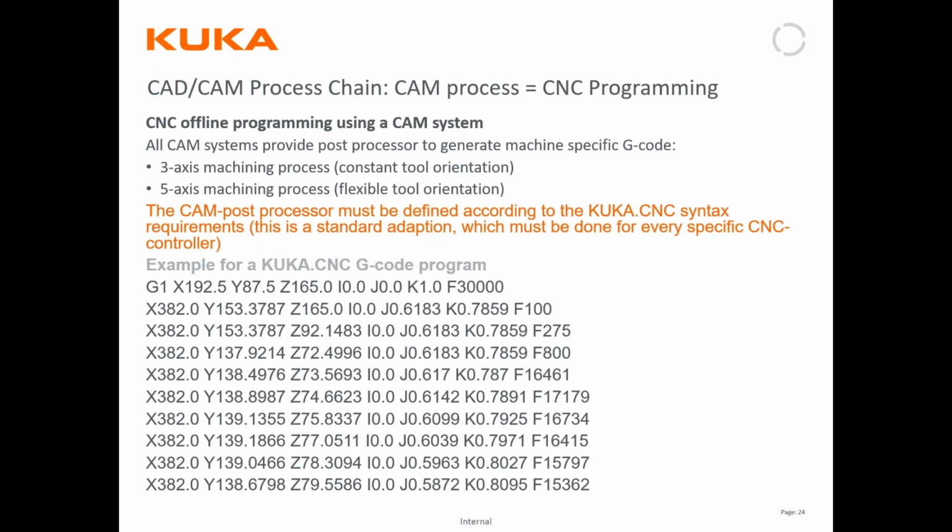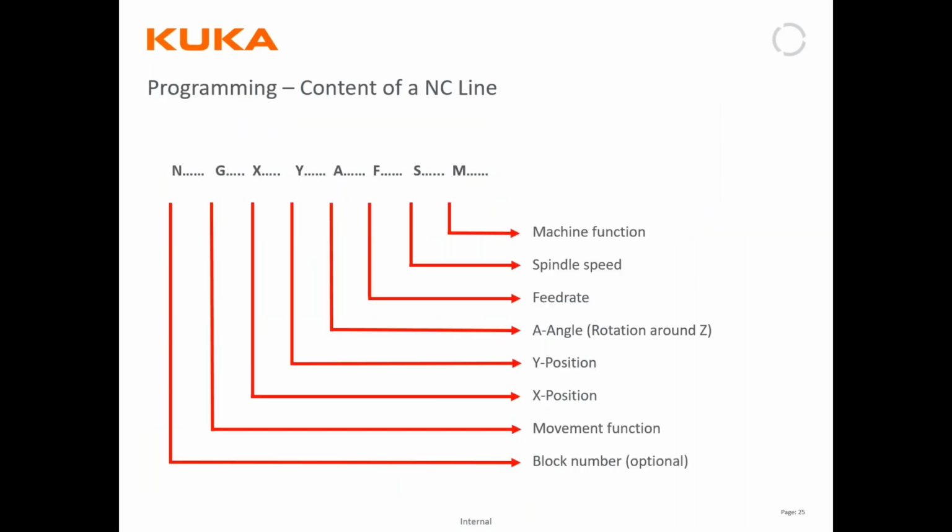Then you can see here an example of a KUKA.CNC general program, where it starts with G1, which is a linear interpolation. Then you see X, Y, Z, and then the orientation with F as a feed rate, which is 30,000 here as mentioned, and so on. You have X, Y, Z values, orientation, and then the feed rates.